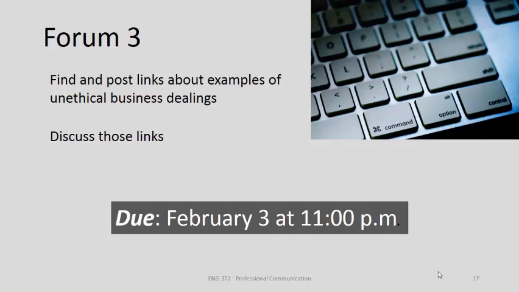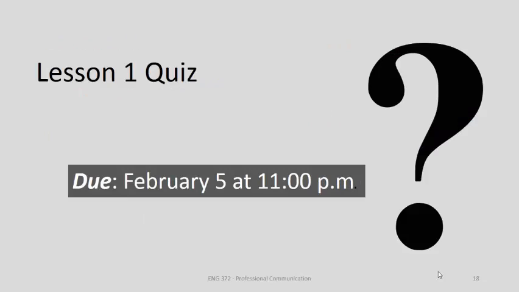First, you'll need to engage in your third forum discussion for this unit. Again, you will do this in your small groups. Every person needs to find an example from the internet about some instance of unethical business dealings and post it to your group. Then amongst your group, discuss why those dealings were unethical and what could have been done instead that would have been more ethical. Also discuss what you think the company should do or should have done as a response. This forum discussion is due by Wednesday, February 3rd at 11 o'clock p.m.